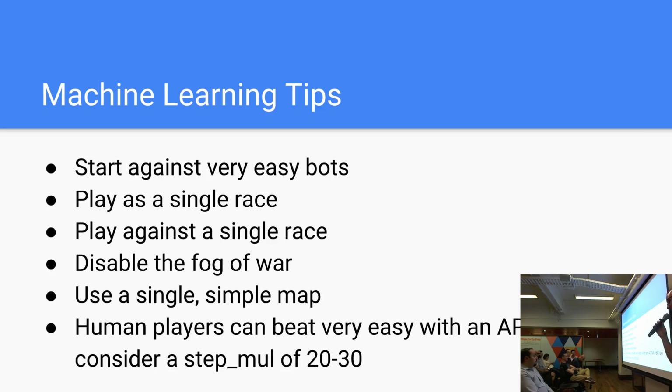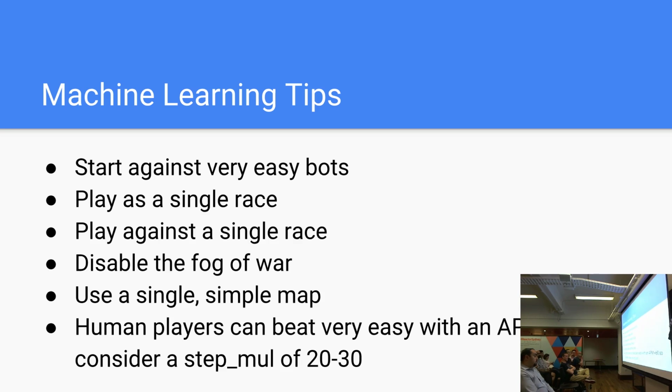Disable the fog of war, as I said, just kind of reduces complexity, makes it a little bit simpler. Use a single simple map. So don't start out by going, okay, I'm going to go on all the ladder maps and we're going to play all of them and I'm just going to go from there. Start with a simple map, start with one of them, train it on that, make sure it works, and then go from there.